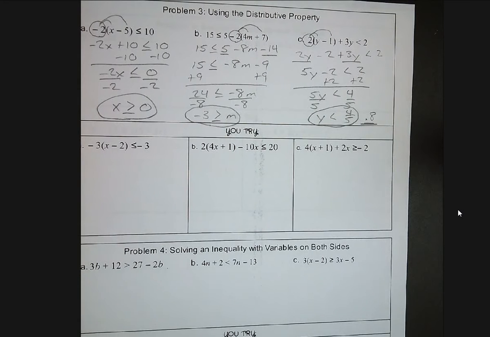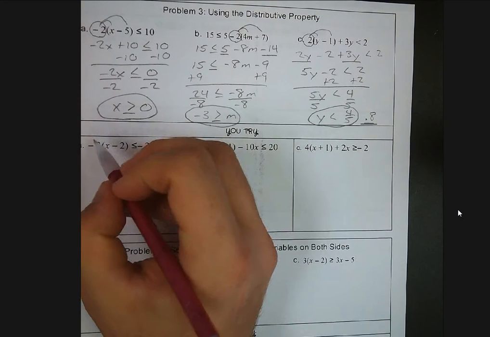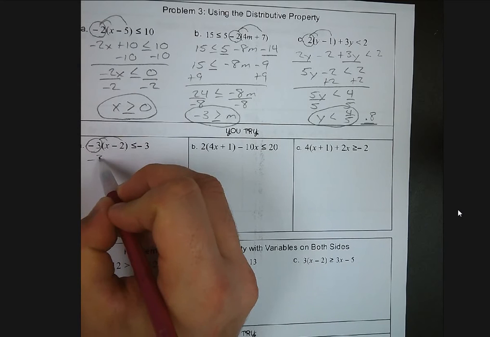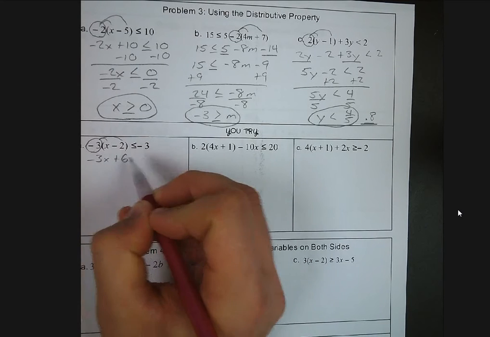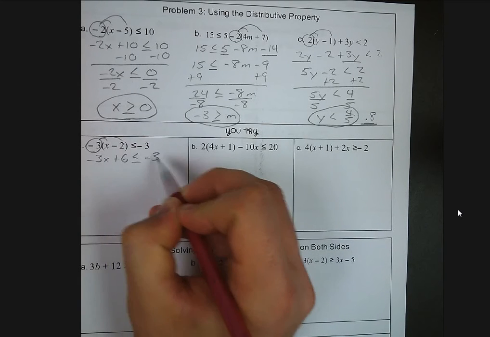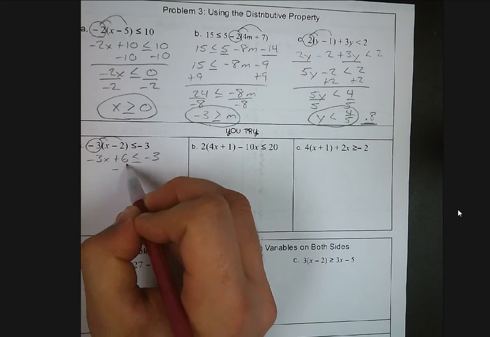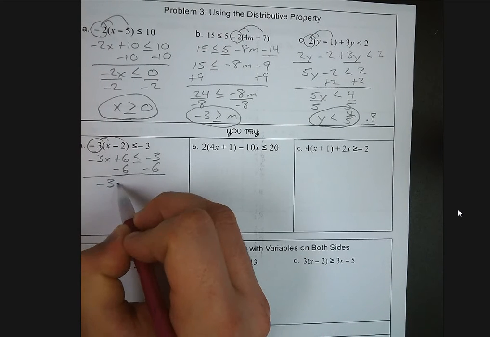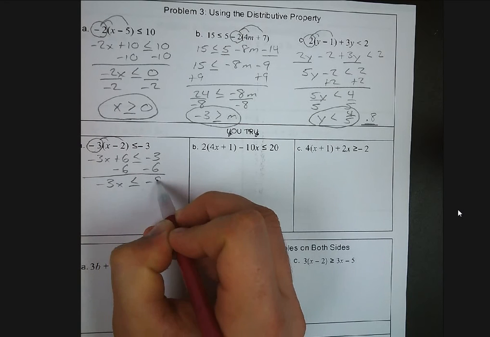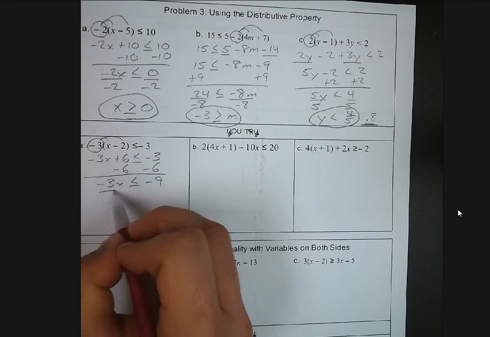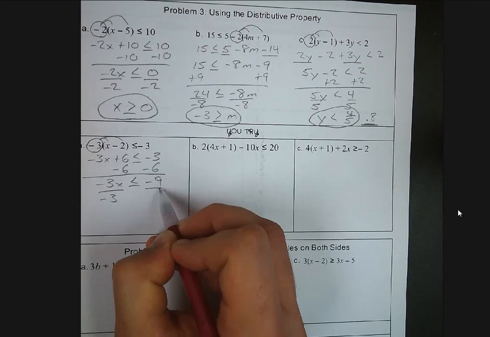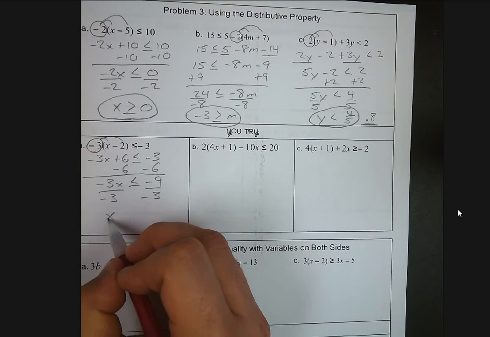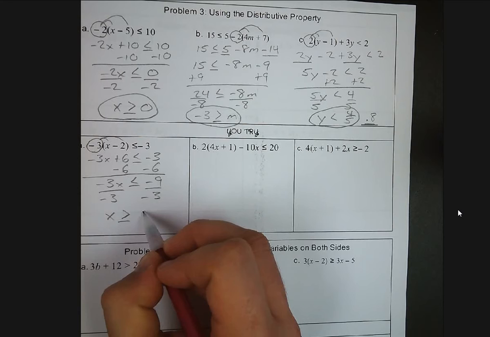All right, for letter A, we need to distribute the -3 to x and -2. So we get -3x plus 6 is less than or equal to -3. So we're going to subtract 6 from both sides. -3x is less than or equal to -9. Divide both sides by -3, and x is going to be greater than or equal to +3.